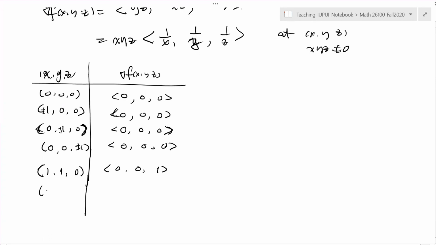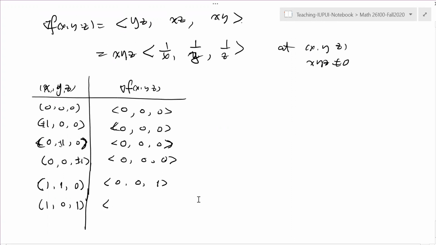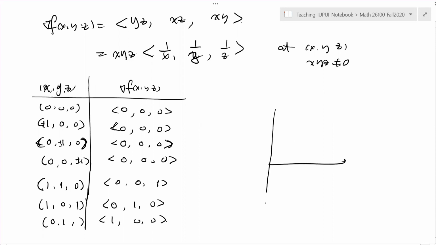And here at (1, 0, 1), which component is not going to be 0? xz is not going to be 0. If this is (0, 1, 1), then yz. Okay, so let's draw a few vectors here in the xy plane. At the origin, it's 0. At those points, the vectors are all 0, right?